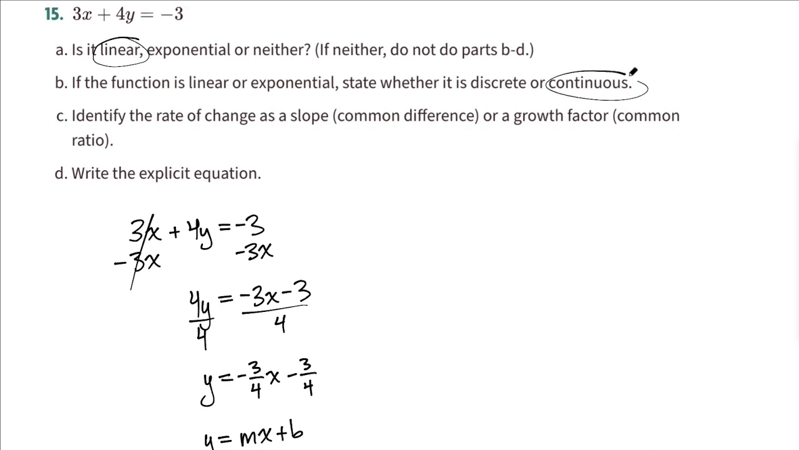But I'm going to go ahead and say continuous because just based on the equation, there's no limitations on what I plug in for x. I can plug anything I want in. I could plug in some decimal values, whole numbers, negatives, and so on.